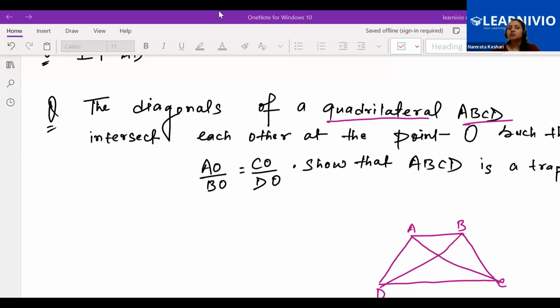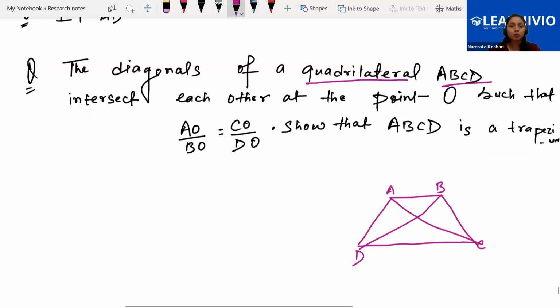Okay. So the question is: the diagonals of a quadrilateral ABCD intersect each other at a point O. The figure is not given. What about the figure which I have drawn over here? I'll be explaining it. We need to draw it by ourselves. So the diagonals of a quadrilateral ABCD intersect each other at a point O such that the condition is given that AO by BO equals CO by DO, and we are supposed to prove that whatever quadrilateral we have drawn by ourselves is a trapezium.